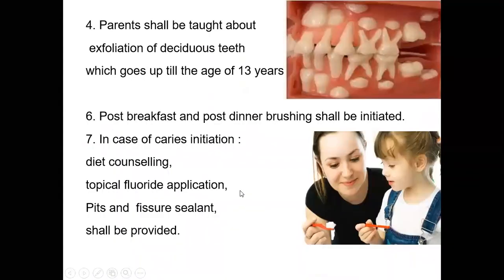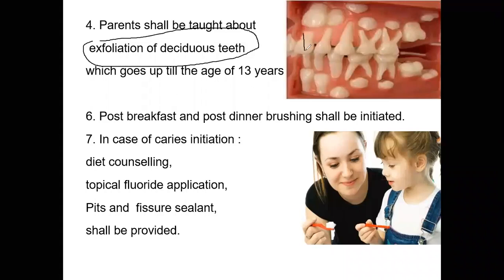And also a mother, or any parent, is guided about the proper exfoliation time of deciduous teeth. Sometimes what happens is that if a deciduous tooth does not exfoliate, it will not leave space for the permanent tooth to arise into the oral cavity. So we guide the mother on the proper time of exfoliation of deciduous teeth, and we tell the parents up till what age all the permanent teeth will arise into the oral cavity.